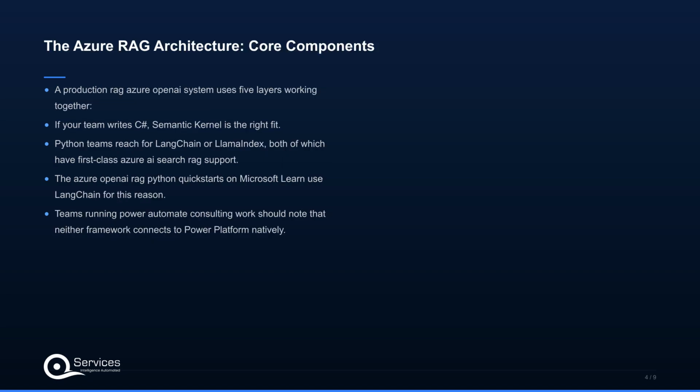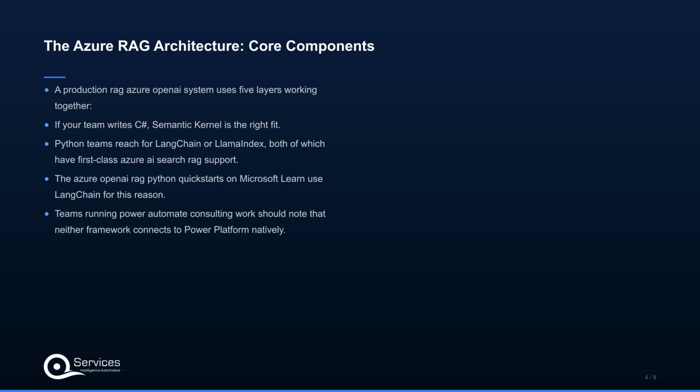Now, let's talk about the Azure RAG architecture, core components. A production RAG Azure OpenAI system uses 5 layers working together. If your team writes C#, Semantic Kernel is the right fit. Microsoft built it for Azure OpenAI RAG C# workflows and it integrates cleanly with Azure Managed Identity, Azure AI Search, and the broader .NET stack.